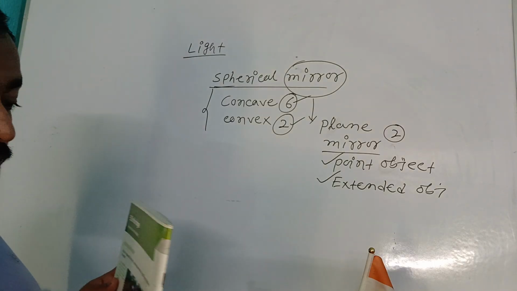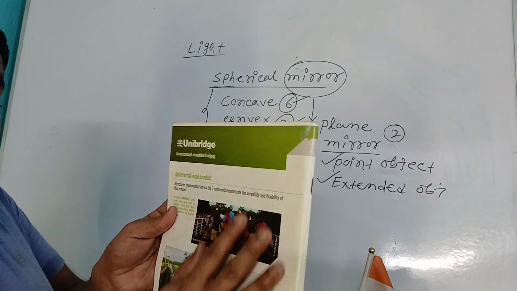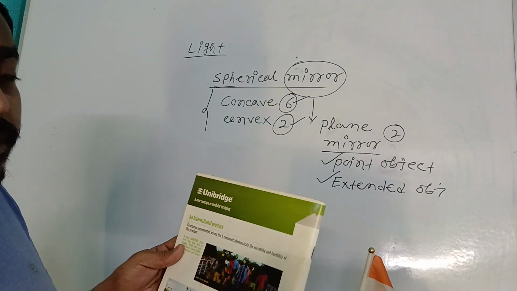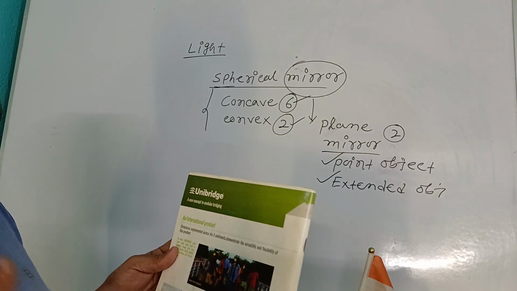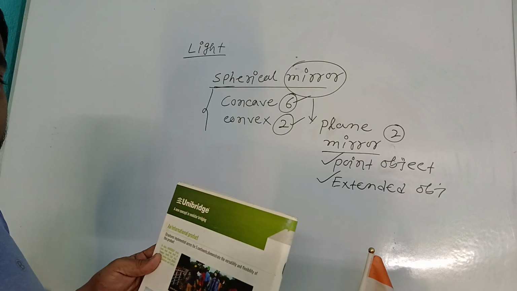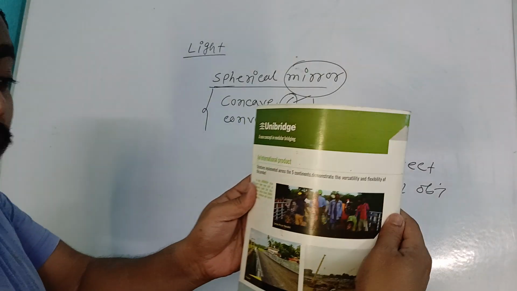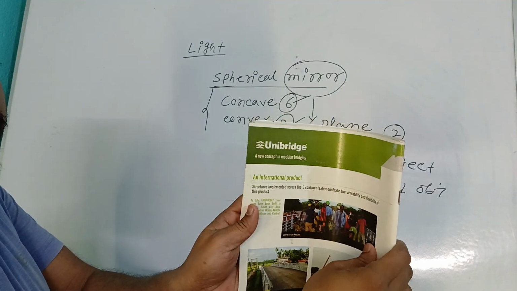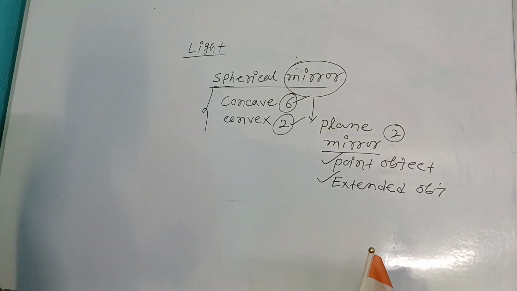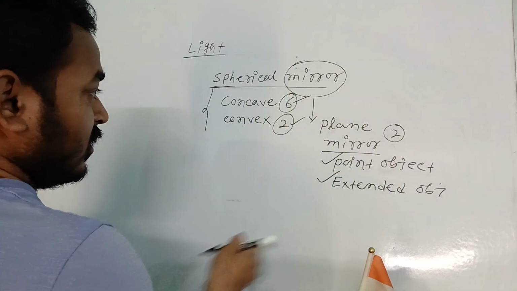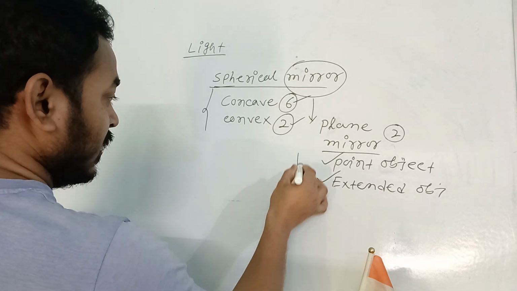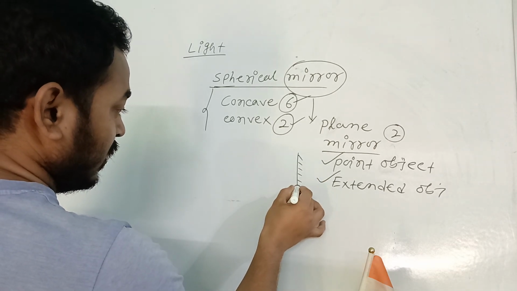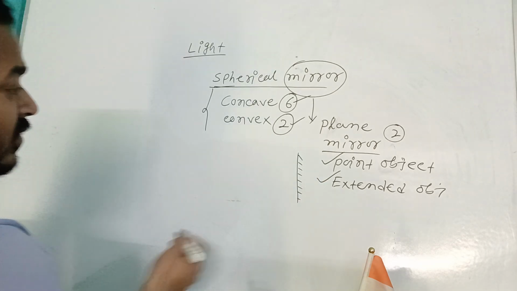Okay, so when this is a plain sheet, then the properties or characteristics of the image are different. When it is bent in the outward direction, it is different. When it is bent in the inward direction, it is different. So when it is plane, normally plane, this is the plane mirror, and normally this is the diagram for a plane mirror.